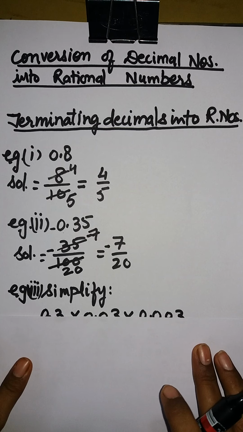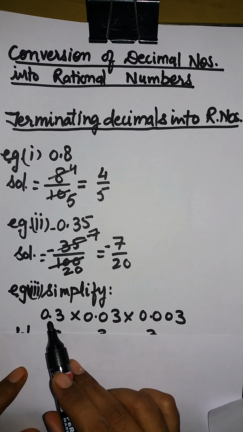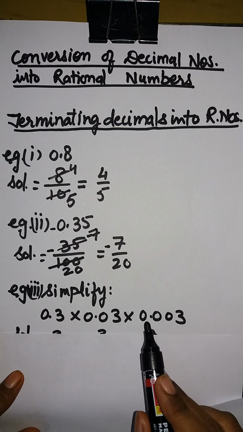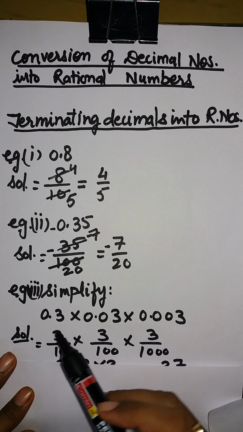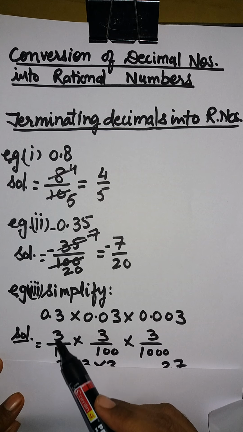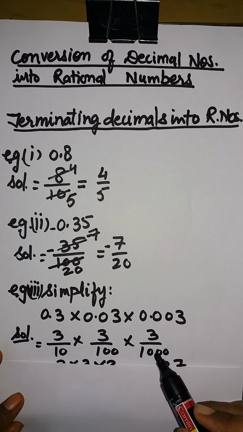Let us simplify one question. 0.3 multiplied by 0.03 multiplied by 0.003. We first remove all the decimals in all the three numbers. It is 3 by 10, 3 by 100 and 3 by 1000.